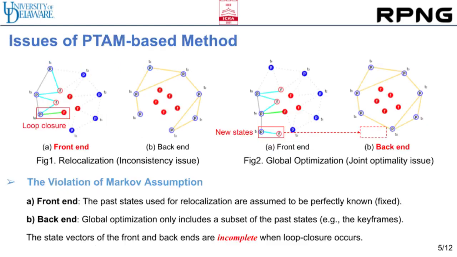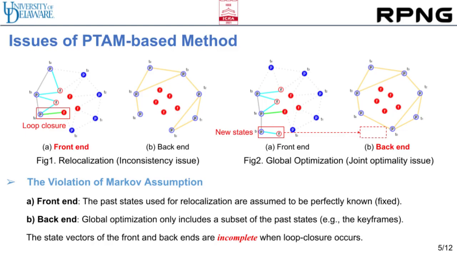Based on our previous introduction, here I want to point out the issues that the PTAM-based method has. The first one is about the front end. Here the loop closure measurement is used for relocalization. However, because we do marginalization, the front end actually has no information about the past states that correspond to those loop closure measurements. So as a result, the front end has to assume those past states as perfectly known, which may easily lead to overconfident or even biased state estimates, which is known as the inconsistency issue.